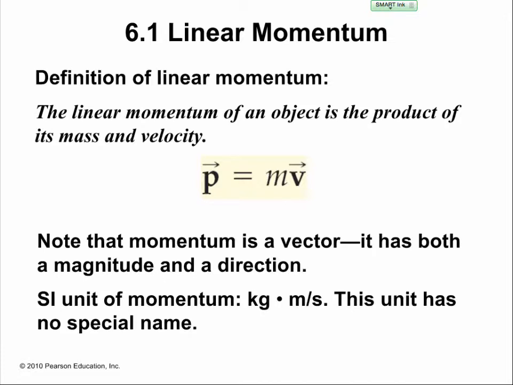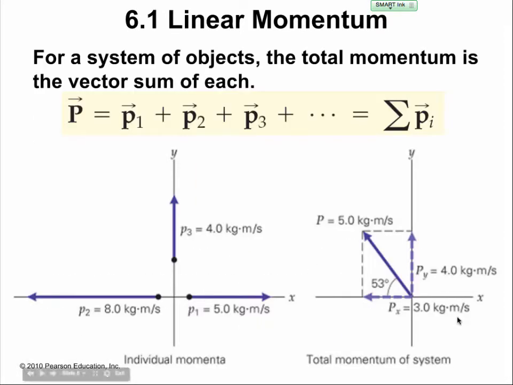So for 6.1, we're going to talk about linear momentum. The definition of linear momentum of an object is the product of the mass times its velocity. So this is a quantity that we measure by multiplying the mass of an object by the velocity. We should point out that because velocity is a vector, momentum is also a vector, which means it has a magnitude and a direction. And then the unit for momentum is just kilogram meters per second. In other words, there's no fancy name. We don't have a momentum unit, okay?